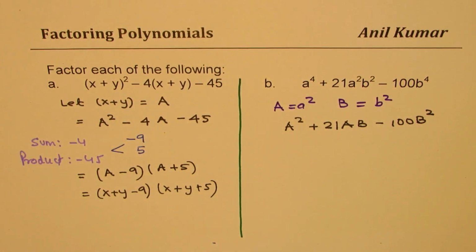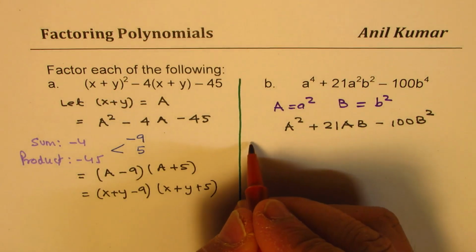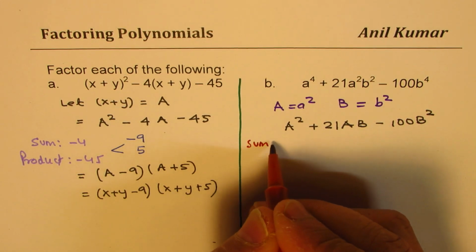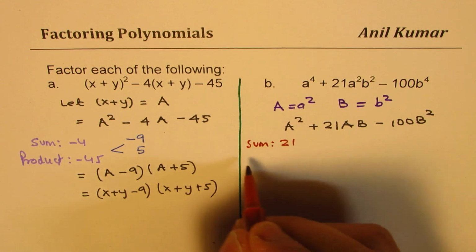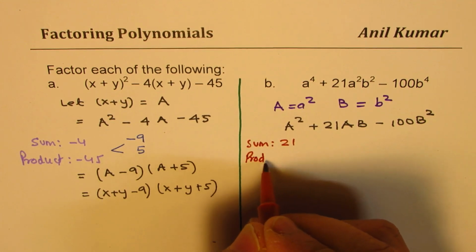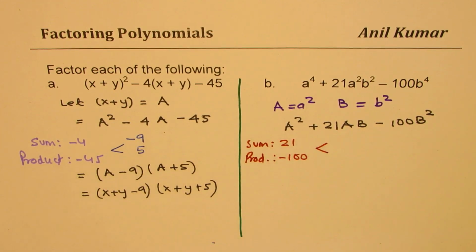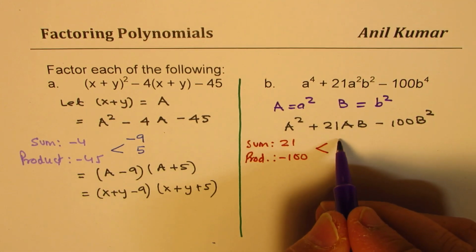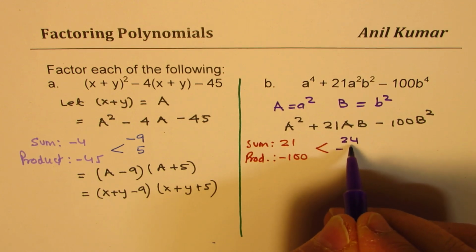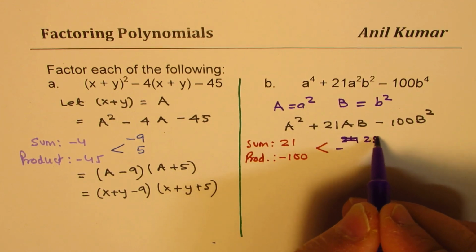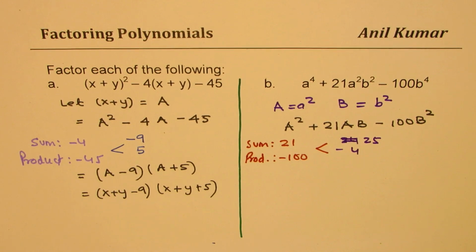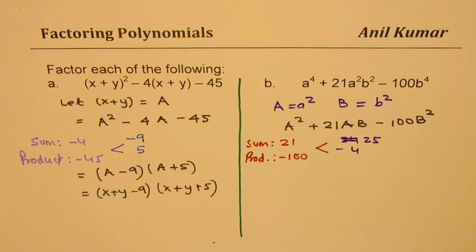Now again the same strategy of product and sum. So what do you get? Well, you are looking for this time sum of 21, which is positive, and product of −100. So two numbers with different signs, and of course the positive number is bigger this time, right? So the numbers could be 25 and −4, correct? So these are the two numbers which can help you to do the trick.